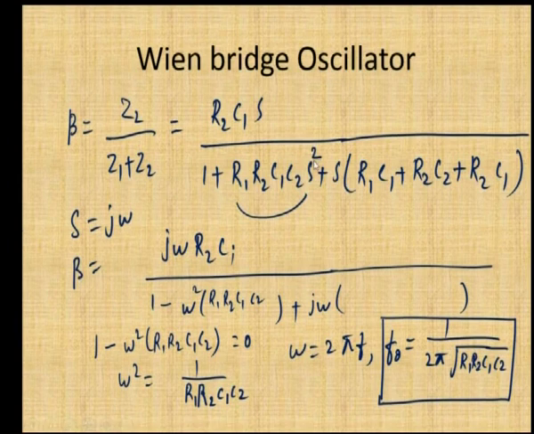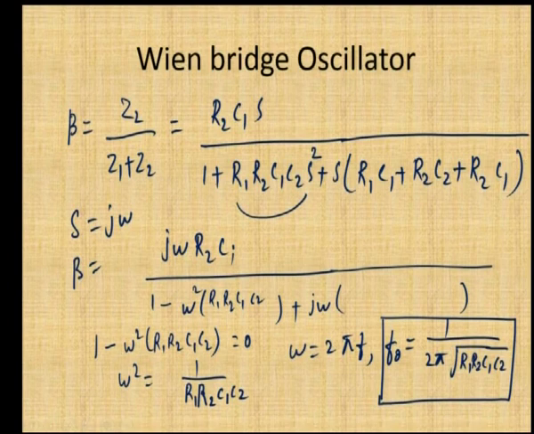If you replace S equal to j omega, beta will be like this. We know that S square will become minus omega square, because j square is equal to minus 1. So, it is minus omega square plus j omega, and the total term will come here. We know that the beta value must be real.